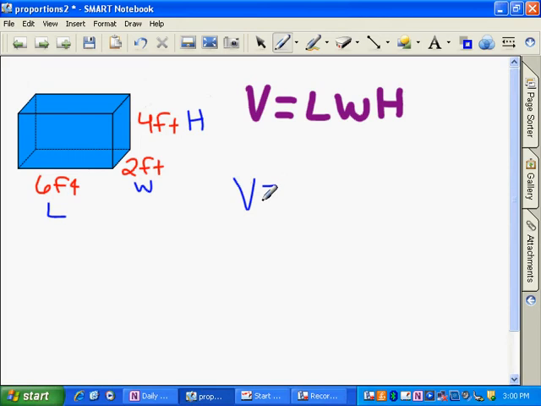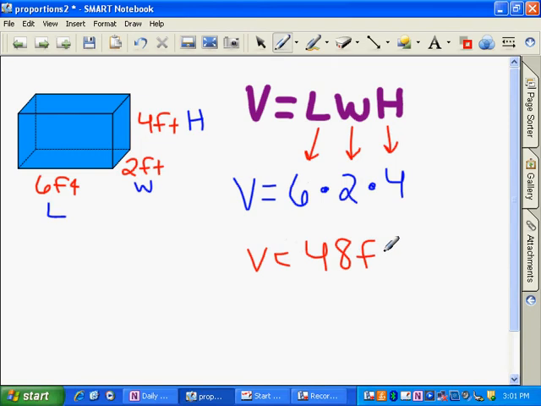And we're going to plug everything in here. So the length was 6, the width was 2, and the height was 4. So you can see all I did here was plug in length, width, and height. And when I multiply all that out, 6 times 2 is 12, 12 times 4 is 48, so this is 48, and it's cubic feet. So it's 48 cubic feet inside that rectangular prism right there.